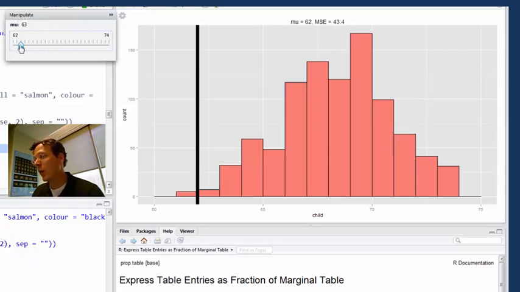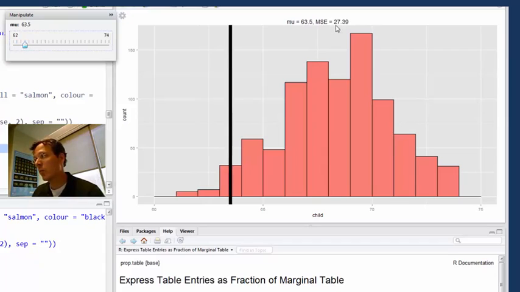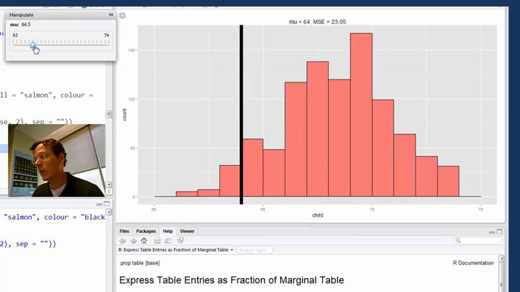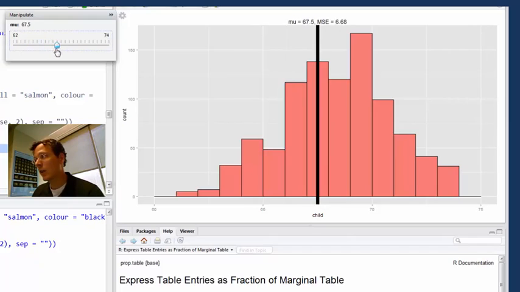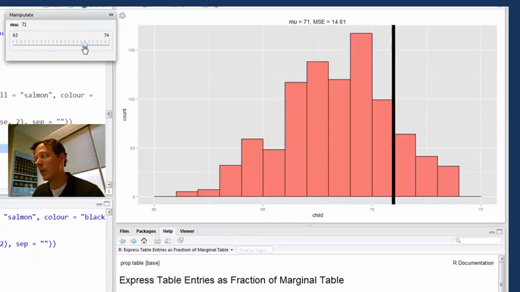So I can move it around, and notice as I get toward the center of the histogram, the mean squared error is going down. And around there might be the best I can do. 6.34, now it's gone back up. And then notice if I move it way up, it gets large again. There it is at 14.